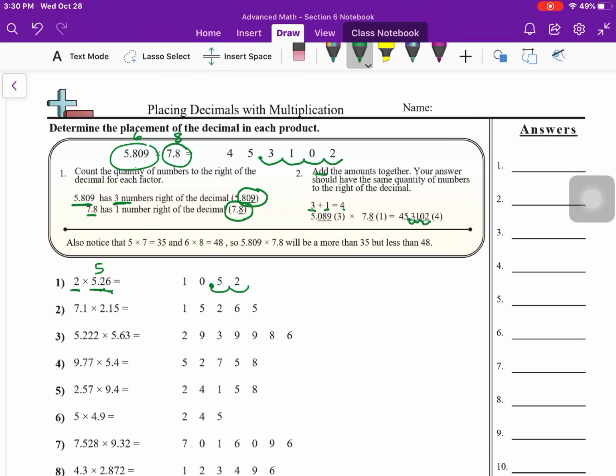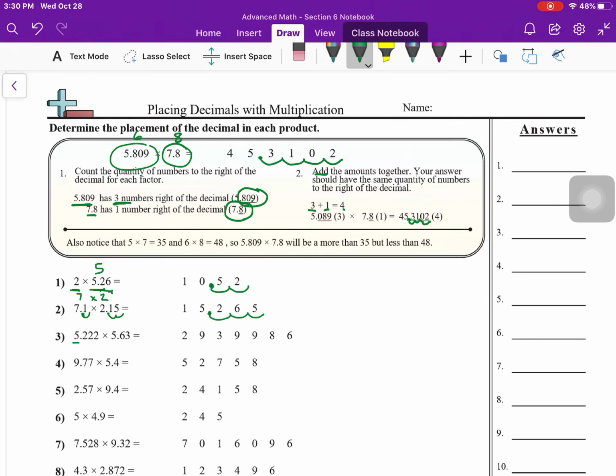Okay, let's try the next one. If I estimate this, it's going to be 7 times 2. Well, 7 times 2 is 14. So I know my decimal point's probably going to go there. We can double check to make sure. There's 1 decimal to the right, and here's 2 decimals to the right, for a total of 3. So I go 1, 2, 3 decimal places to the right.